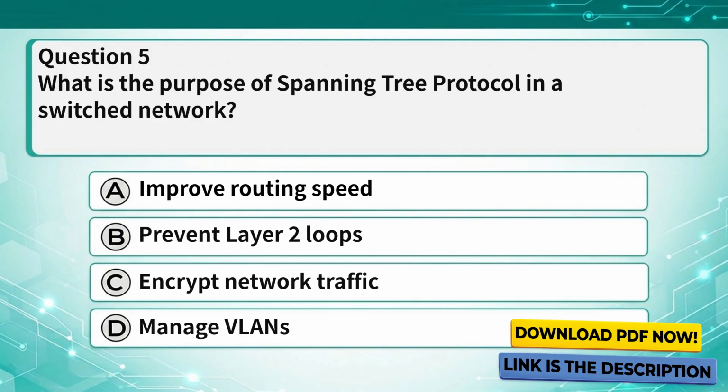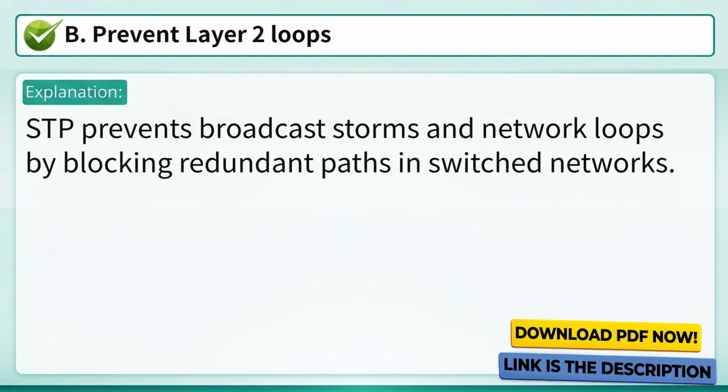Question 5. What is the purpose of spanning tree protocol in a switched network? A. Improve routing speed. B. Prevent Layer 2 loops. C. Encrypt network traffic. D. Manage VLANs. Correct answer, B. Prevent Layer 2 loops. Explanation: STP prevents broadcast storms and network loops by blocking redundant paths in switched networks.